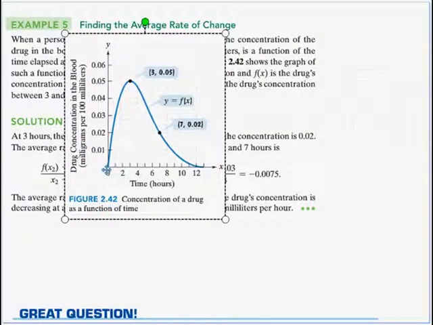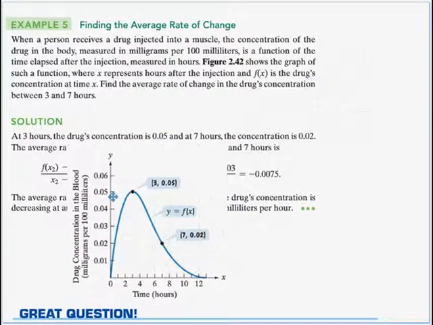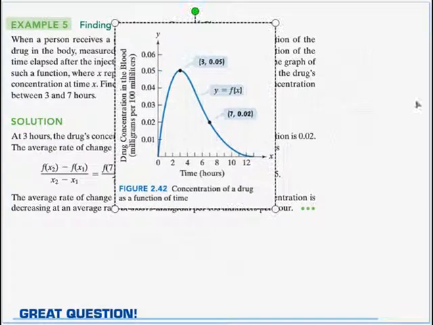So let's see here. At time 0, the doctor takes a needle, sticks it in your arm, and the concentration, as it spreads throughout your body, gets more and more, and then your body starts to process it and use it up. And then the concentration goes down, down, down. Eventually, you'll use it all up, and there will be no more of that injection left in your bloodstream. So we want to find the average rate of change between 3 and 7 hours.